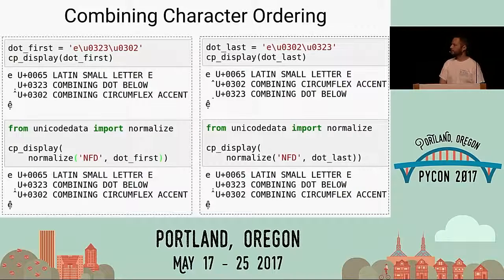So here you can see, on the left side, we have the same sequence E with a dot and a circumflex. We hand it off to the normalize function that's from the standard library. We have to tell it what normalization form we want, NFD, and we get a sequence out. It's exactly the same. On the right side, we have the combining characters switched. When we normalize, it switches them back. The particular order it picks doesn't really matter. It's arbitrary. The point is, if they're canonically equivalent, then you get the same thing out when you normalize. And then you can compare these, and they'll compare equal.